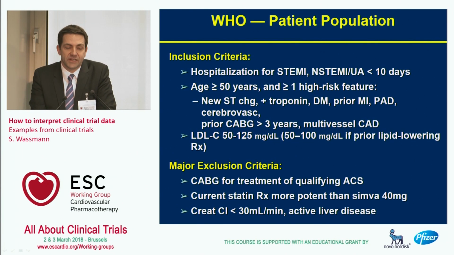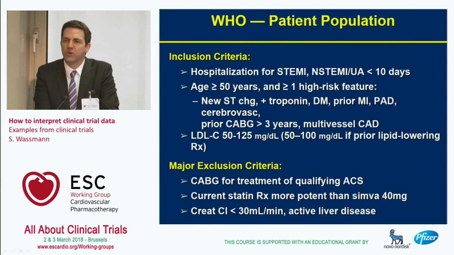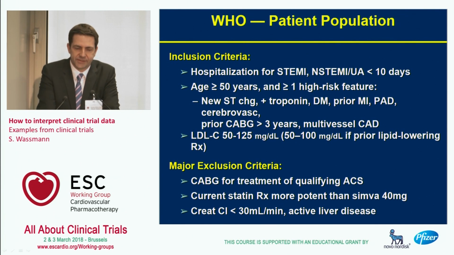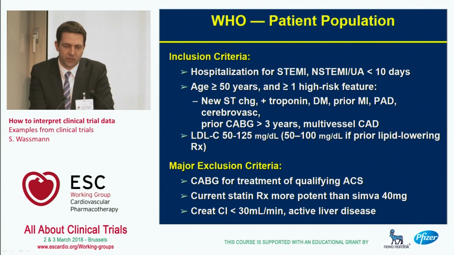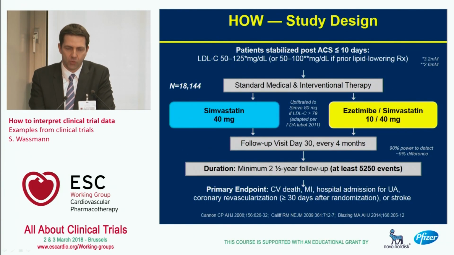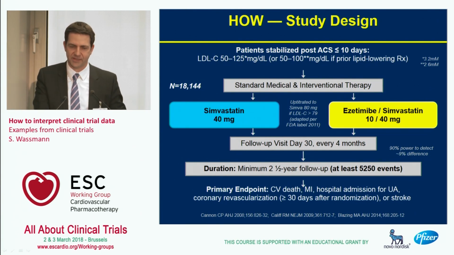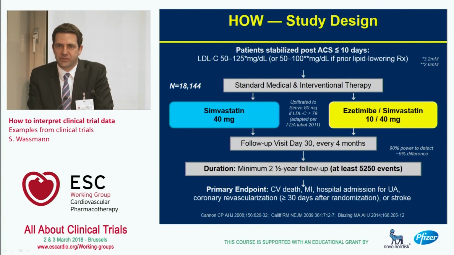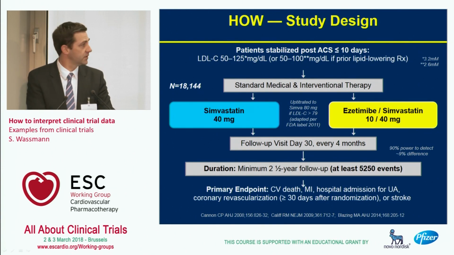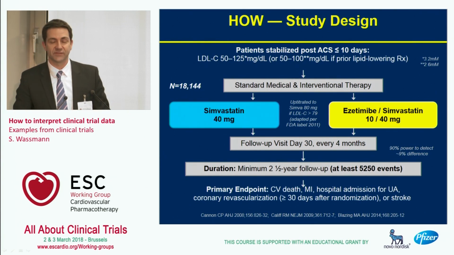Okay, who was studied? Inclusion criteria: you see patients with ACS and patients with lowish LDL cholesterol, around 100 to be included. How was it done? That's the study design, which is very important when interpreting a trial. We had patients post-ACS, 10 days, with LDL cholesterol between 50 and 125. This was the inclusion criteria. Then 18,000 patients were randomized to receive either simvastatin 40 milligrams, or simvastatin plus ezetimibe.